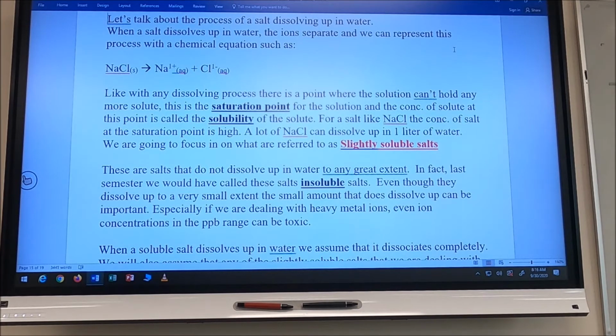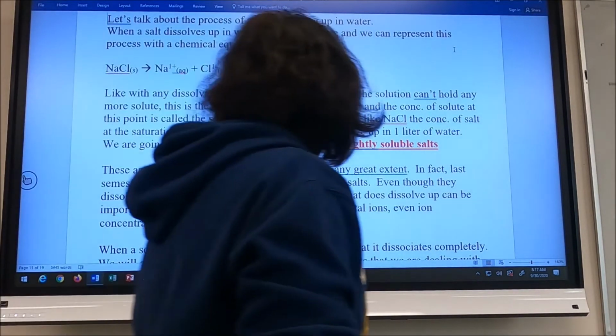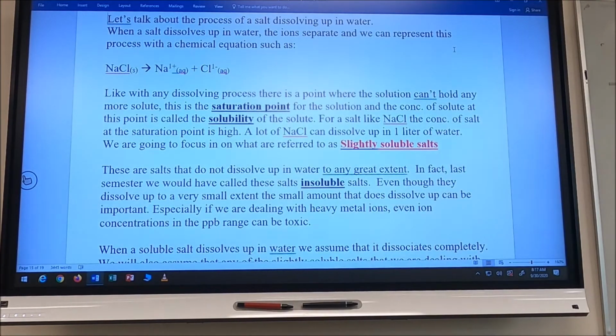Last semester, when we were talking about precipitation reactions, we referred to them as insoluble salts, because they just don't dissolve well in water. We're very interested in these kinds of salts, even though they don't dissolve well, because a lot of them contain heavy metals and can be toxic. So we want to know how to keep them out of solution, or how much will be in solution.